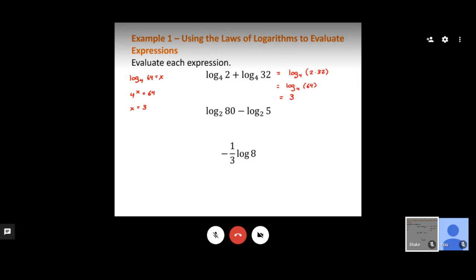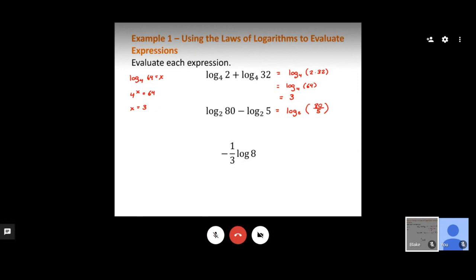All right, let's take a look at the next one. Okay, so this time we've got the base 2 log of 80 minus the base 2 log of 5. So again, they're both base 2 logs, so we are able to combine them. What operation are we going to use this time to combine them? Good, this time it becomes division. So we're going to have a base 2 log of 80 divided by 5.